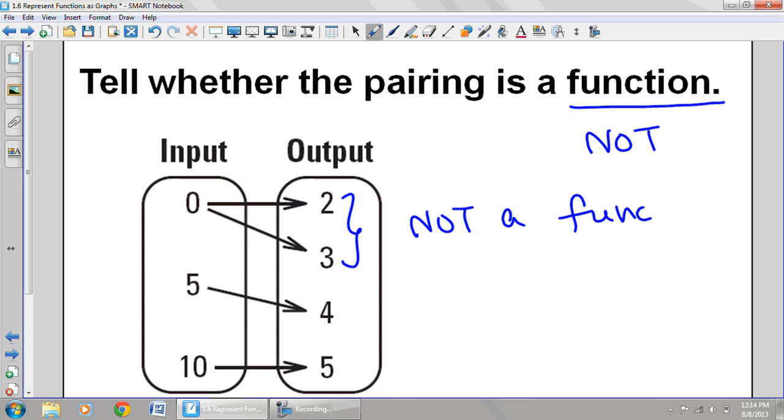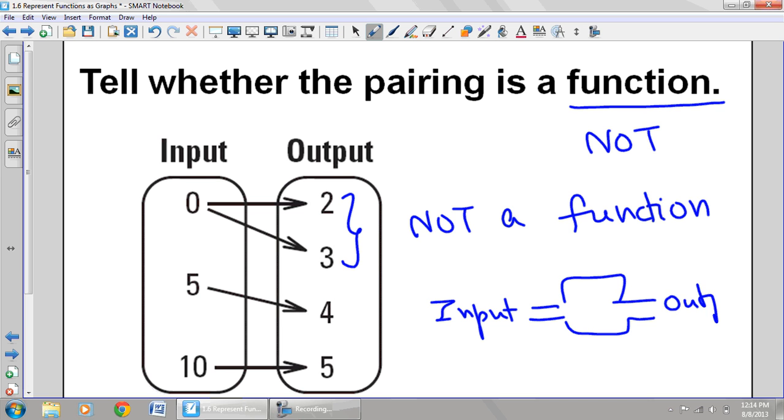A perfect function machine will be if I put an input and the machine is going to do some kind of calculations, I should get only one output. In this case, I'm putting in a 0, but I am getting 2, which is not possible. I should either get a 2 or a 3. I should not get both.